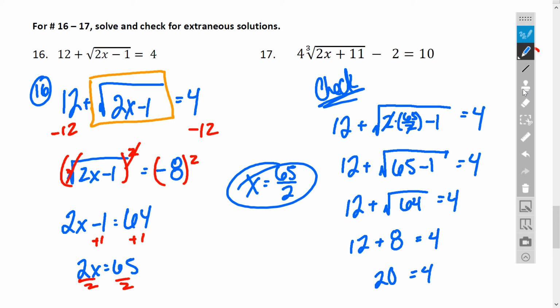20 equals 4. That's actually a problem, okay? That doesn't work. So this has no solution, because when we check the solution that we get, which was 65 over 2, it doesn't actually work in the equation. Okay, for number 16, when we check it, that's a problem. All right, so it's got no solution.